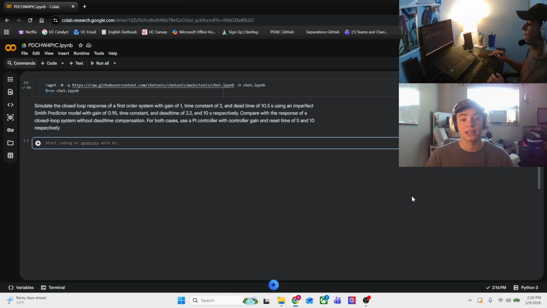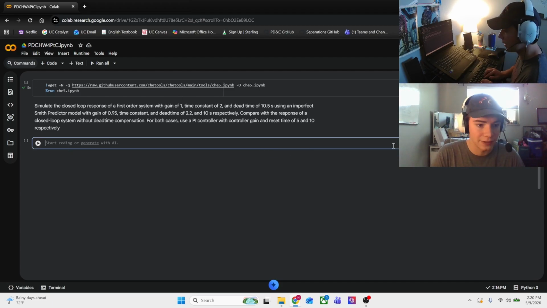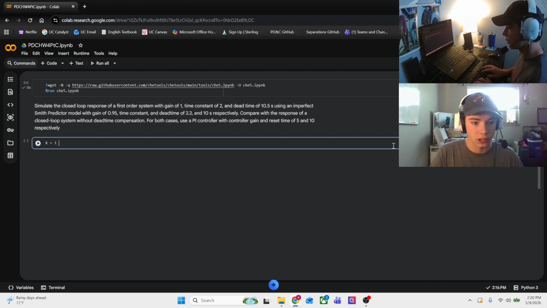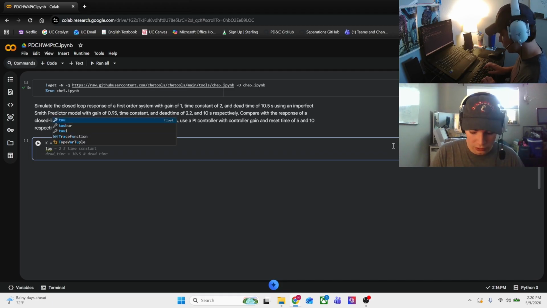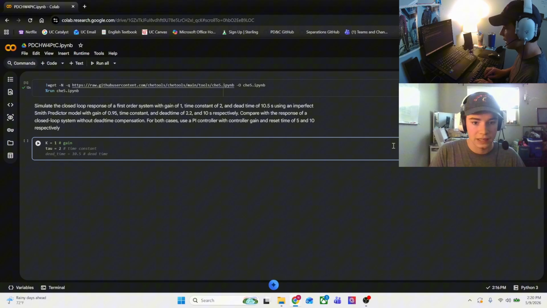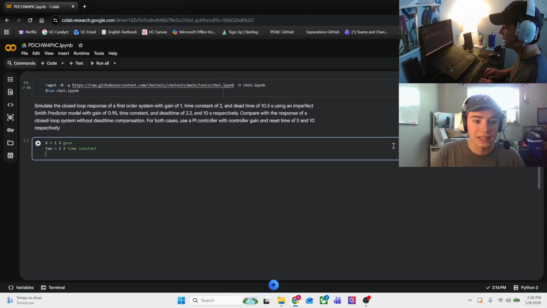So as you can see here, we have a lot of constants that need to be initially put into our system here. So we'll get started with this first one. We know we have a K of 1. This is, of course, our gain. We have a time constant tau equal to 2. That is, of course, our time constant. We also have a dead time theta equal to 10.5. That is our dead time for our actual system.